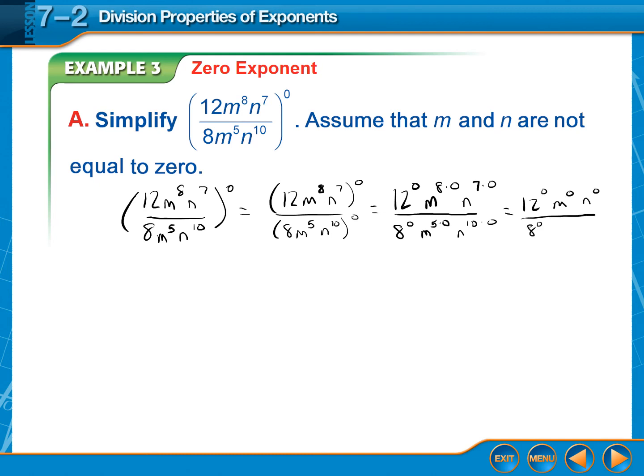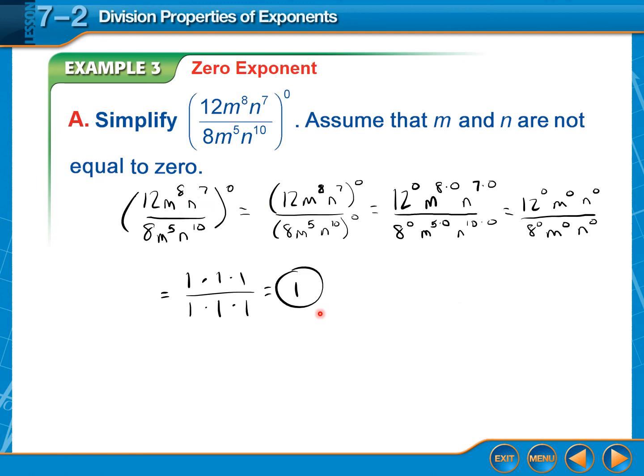And what we just saw was that anything to the power of 0 is 1. So 12 to the 0 is 1, m to the 0 is 1, n to the 0 is 1, 8 to the 0 is 1, m to the 0 is 1, and n to the 0 is 1. So the entire thing simplifies just down to 1. And I showed you all these steps here.